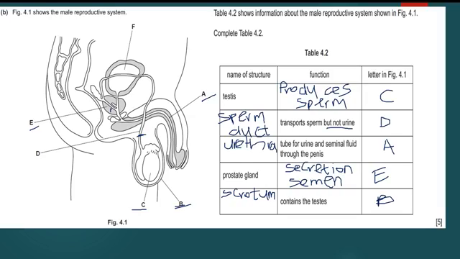So guys, you can see from this part, we are able to get 5 marks. If you identify the parts of the male reproductive organ system, then you describe correctly their functions, you go with 5 marks. So as easy as that.